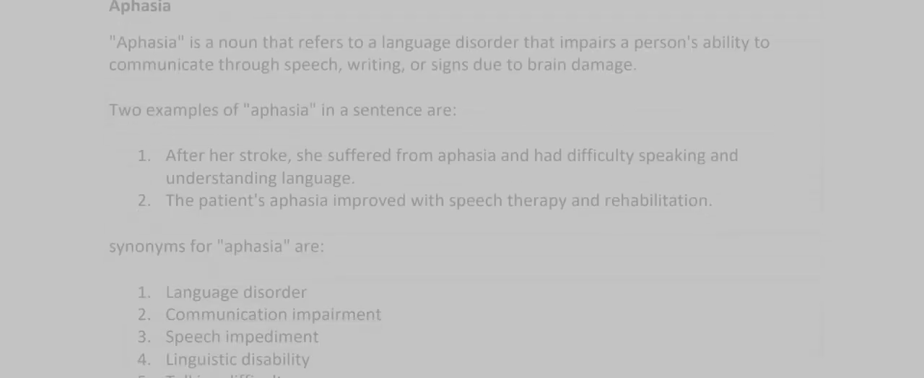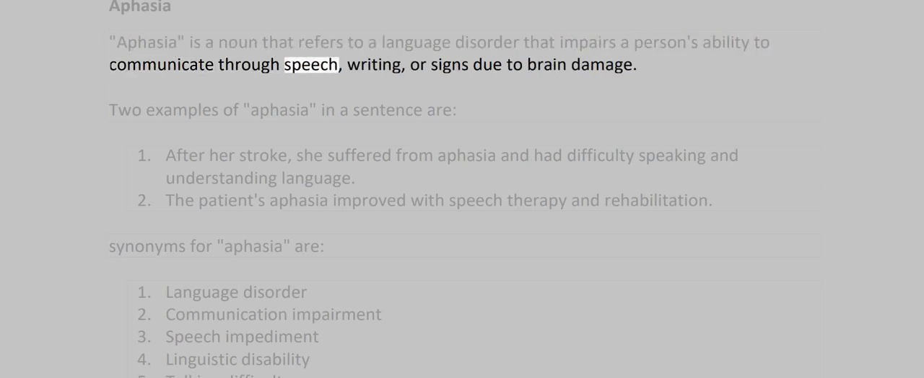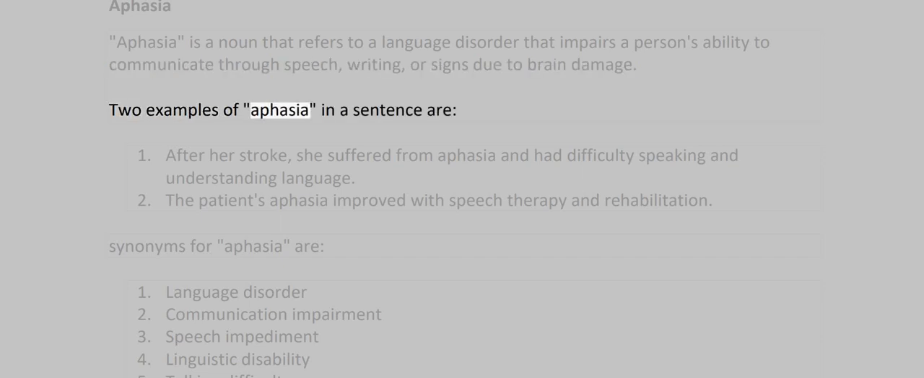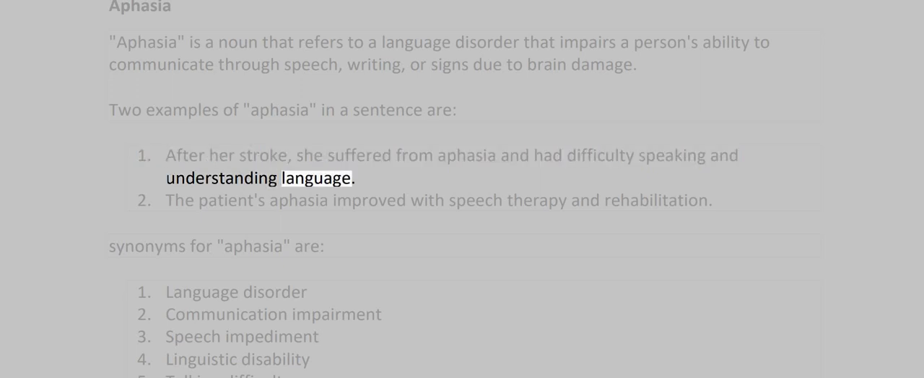Aphasia. Aphasia is a noun that refers to a language disorder that impairs a person's ability to communicate through speech, writing, or signs due to brain damage. Two examples of aphasia in a sentence are: 1. After her stroke, she suffered from aphasia and had difficulty speaking and understanding language. 2. The patient's aphasia improved with speech therapy and rehabilitation.